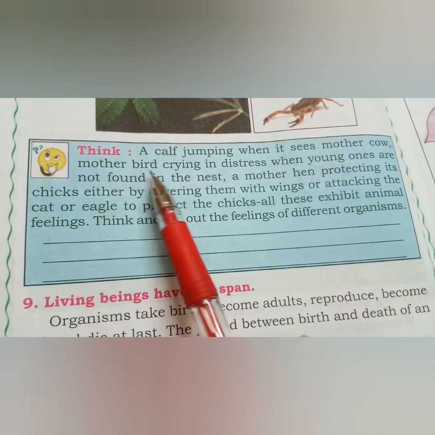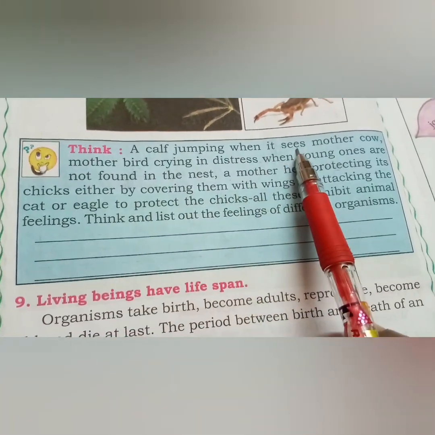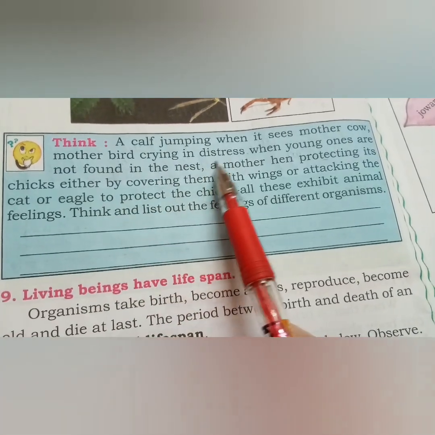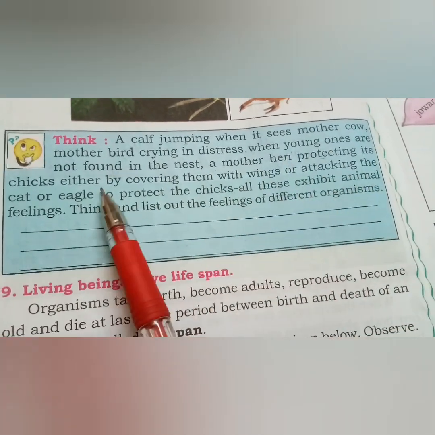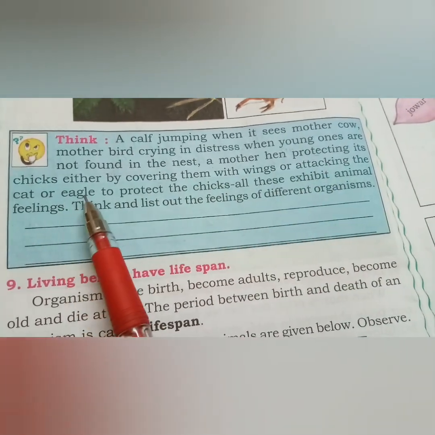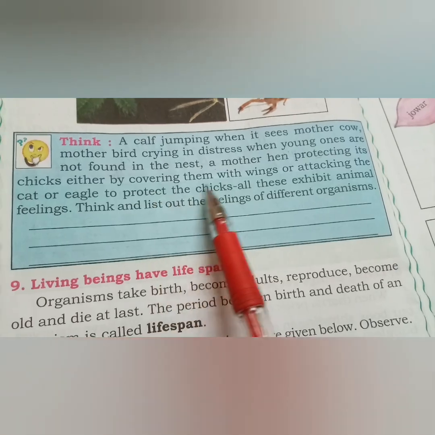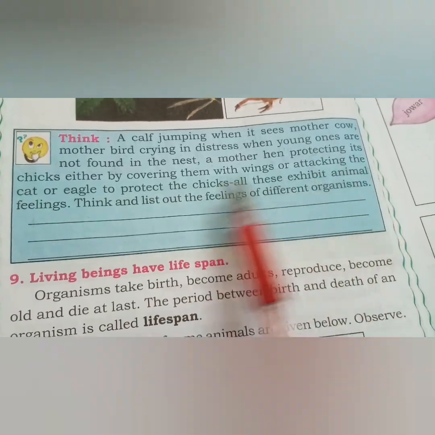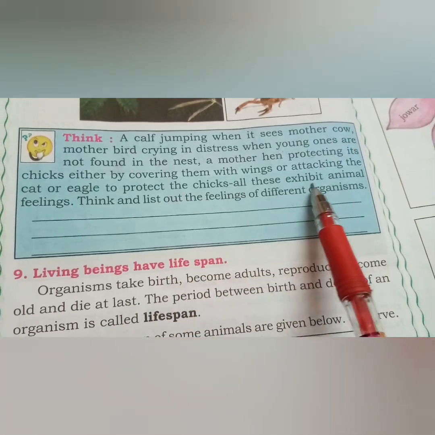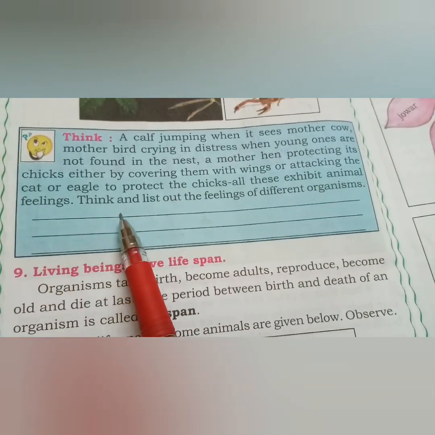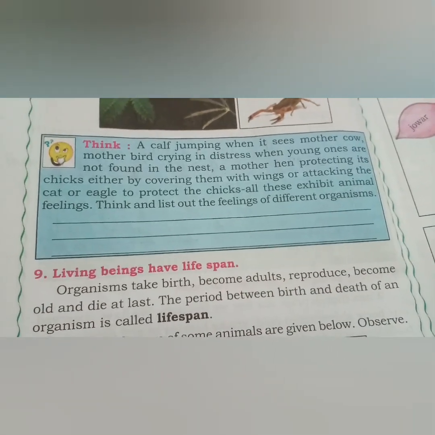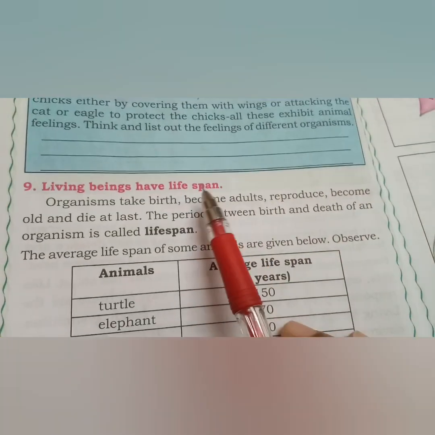Next, think children. A calf jumping when it sees mother cow. Mother bird crying in distress when young ones are not found in the nest. A mother hen protecting its chicks either by covering them with wings or attacking the cat or eagle to protect the chicks. All these exhibit animal feelings. Think and list out the feelings of different organisms. Children, this is the activity for you. You have to think and write this.